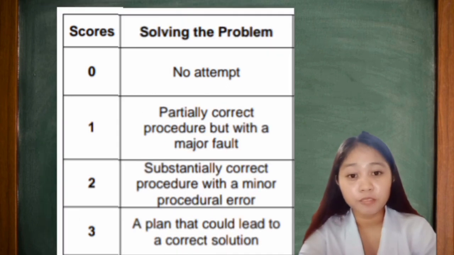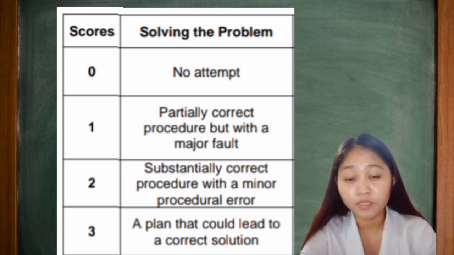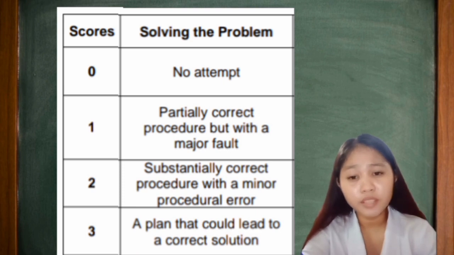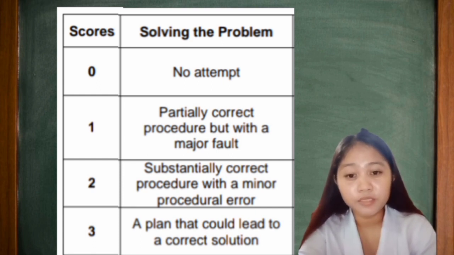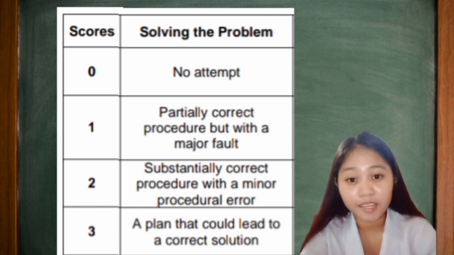And the next criterion is solving the problem. Of course, we will give a score of 2 if the student uses a mostly accurate approach to solve the problem. For example, during the process of solving, the student makes a small mistake in one or more of the steps required to reach the solution. This error does not significantly alter the overall correctness of the approach, but it is a minor mistake in executing the procedure correctly. Despite this minor procedural error, the student's method remains fundamentally correct and aligned with the problem solving.